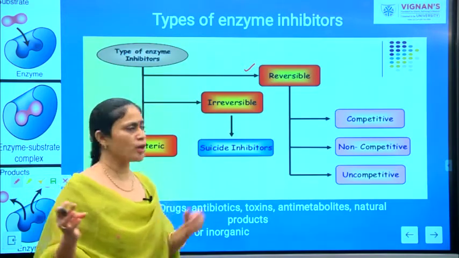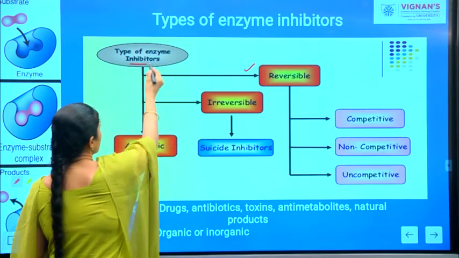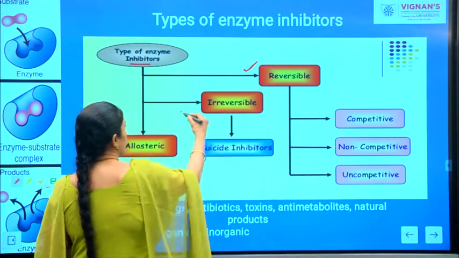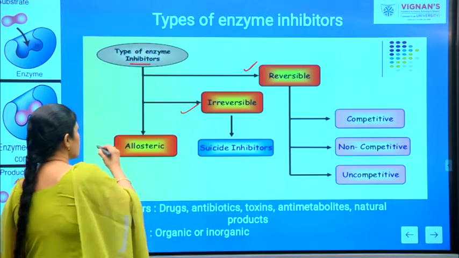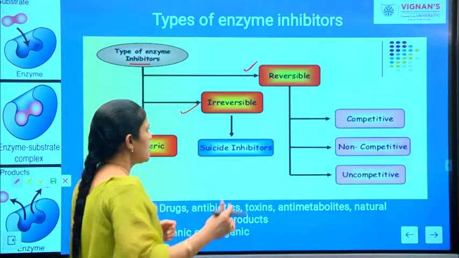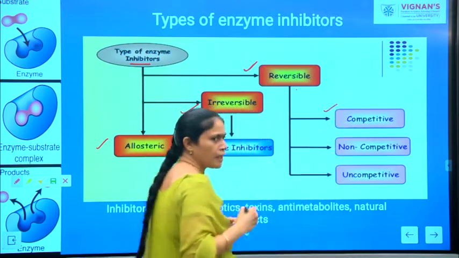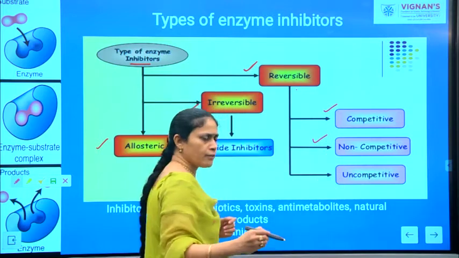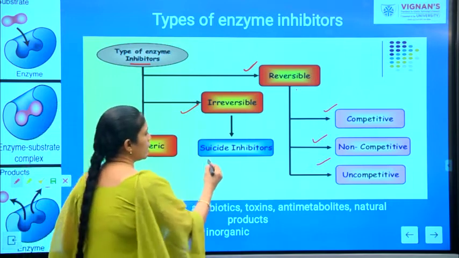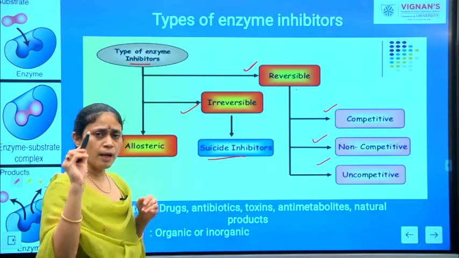Now, I'll explain the various types of enzyme inhibitors. There are majorly three different types of inhibitors. The first one is the reversible inhibitor, the second one is the irreversible inhibitor, and the third one is the allosteric inhibitor. Let me discuss the further classifications. In the reversible inhibitors, we have three different types: the competitive inhibitor, the non-competitive inhibitor, and the uncompetitive inhibitor. And we can study suicidal inhibitors under the category of irreversible inhibitors.